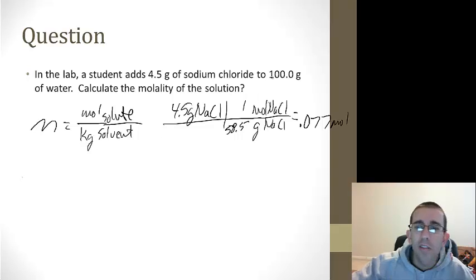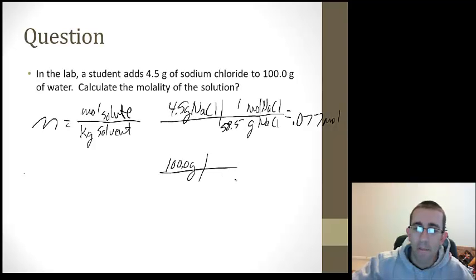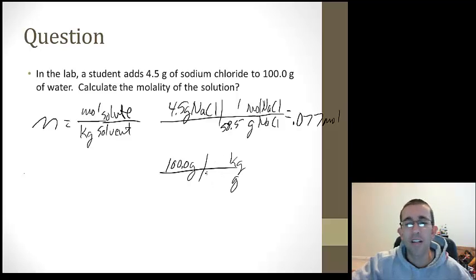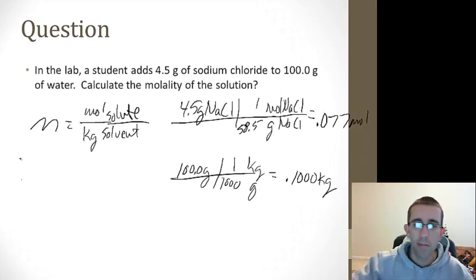Divided by kilograms of solvent. Uh-oh, I gave you grams. So we need to convert that. For every gram, how many kilograms is there? Well, you can do this one way. I'm going to say that I know there's 1,000 grams for every 1 kilogram. So this is going to come out to be 0.1000 kilograms.